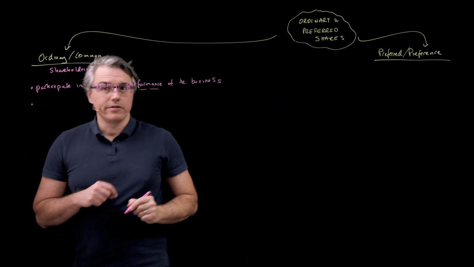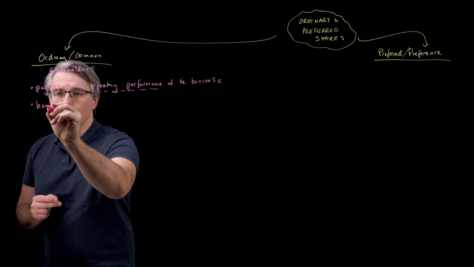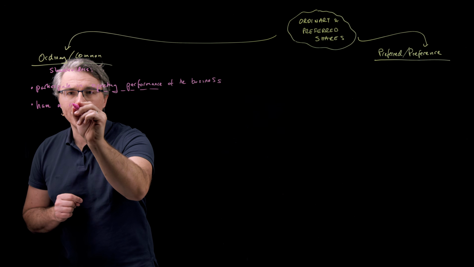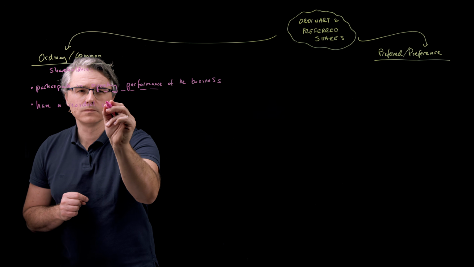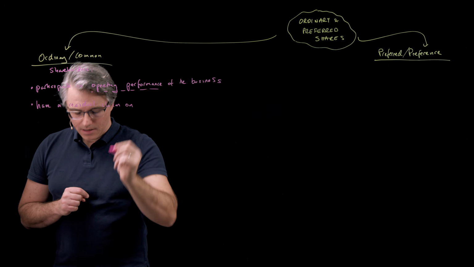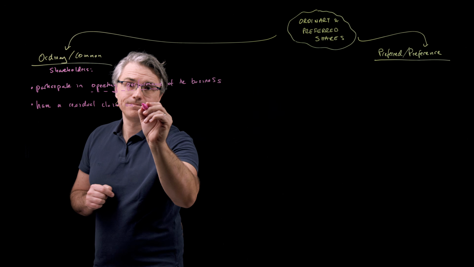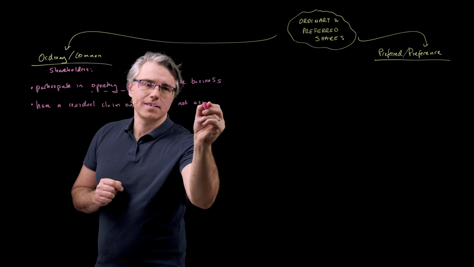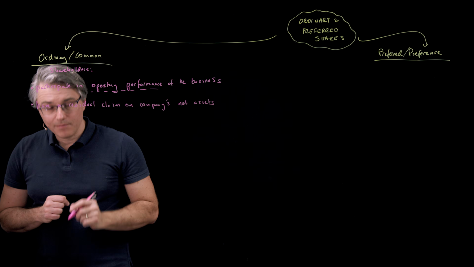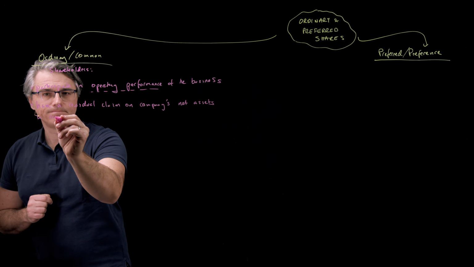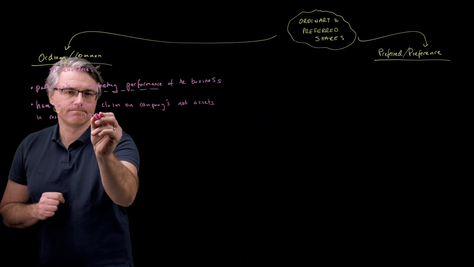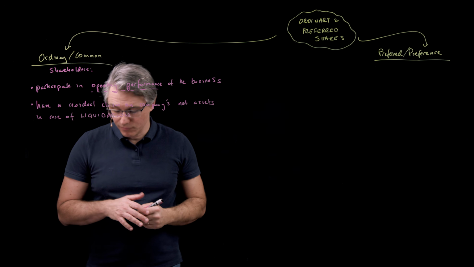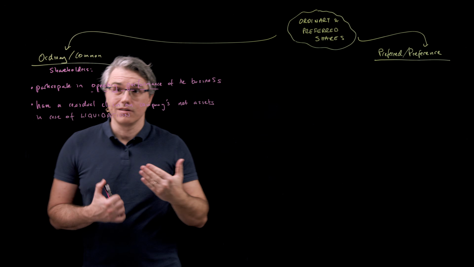Ordinary shareholders also have, and this is something I've already written down, that residual claim on the company's net assets. Net assets, so that's assets minus obligations, in case of the company's liquidation. If a company goes into liquidation, they get whatever is shared between them, whatever is left.